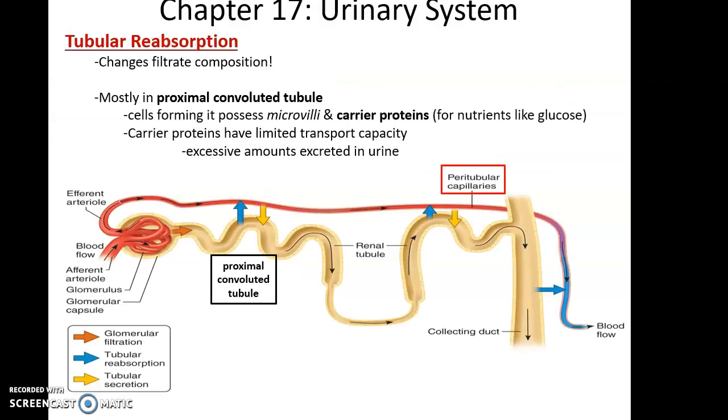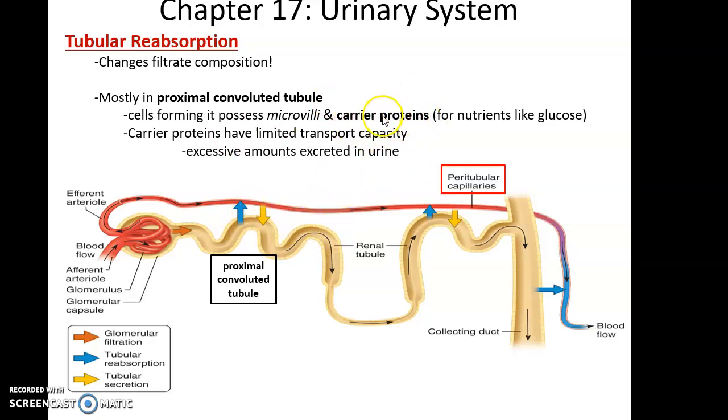All right. Tubular reabsorption. Tubular reabsorption is returning materials, returning fluids to the bloodstream, returning them to the peritubular capillaries. So most of this occurs in the proximal convoluted tubule, a little bit in the nephron loop, but mostly in the proximal convoluted tubule. The cells lining the proximal convoluted tubule are designed for this process. They have microvilli, little processes sticking out into the space of the proximal convoluted tubule, increasing surface area, so increasing absorption, movement of materials through the walls of the proximal convoluted tubule.